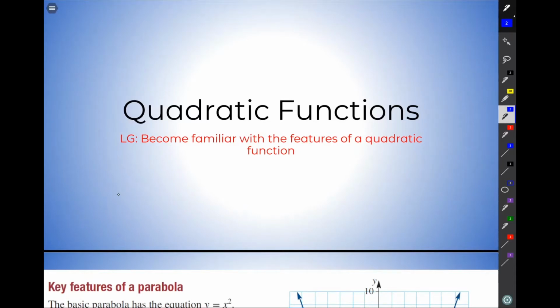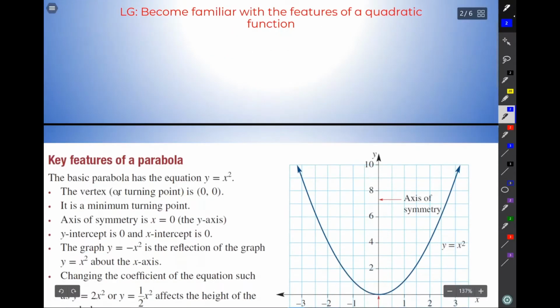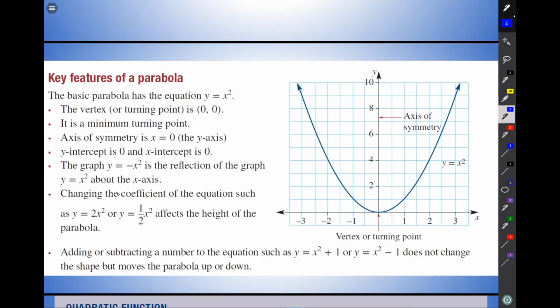Alright guys, we're moving on now to our second type of function, and that is quadratic functions. You should probably be familiar with this shape of graph called a parabola. It is the result of a quadratic function. Similar to when we looked at exponential functions, I think the best course of action is for you guys to just write down everything that's on this slide.